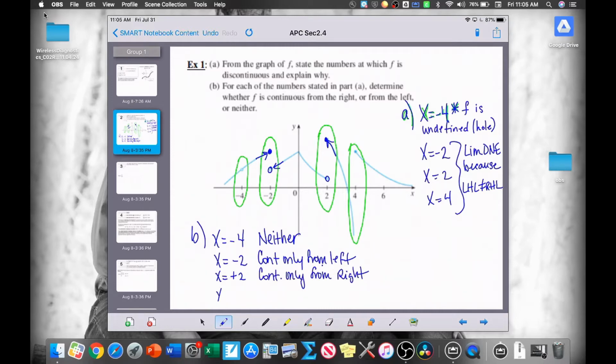And then finally, at x equals 4, same idea. We have a closed circle. It looks like there's probably some sort of an asymptote going on here at 4 because this side just is plunging downward over here. But we can say that we are continuous from the right-hand side only.